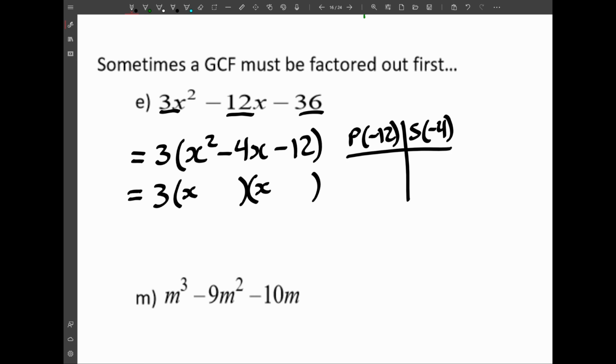So if I think about that one, I need it to be one negative, one positive to get a negative product. So I'm going to use negative 6 and positive 2. That gives me a sum of negative 4. So minus 6 plus 2. And again, multiply the whole thing out to check your work.